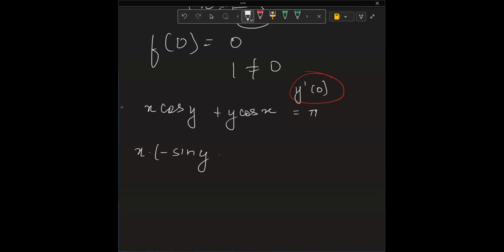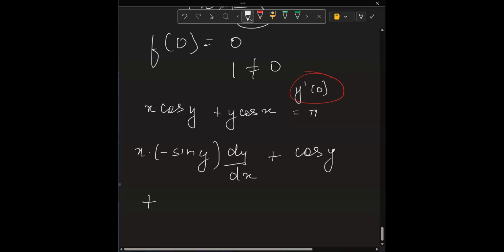Since we are doing it with respect to x, y is again differentiated with respect to x as per the chain rule. I took x common. Now let's take cos y common. So the derivative of cos y comes, and the differentiation of x is 1.